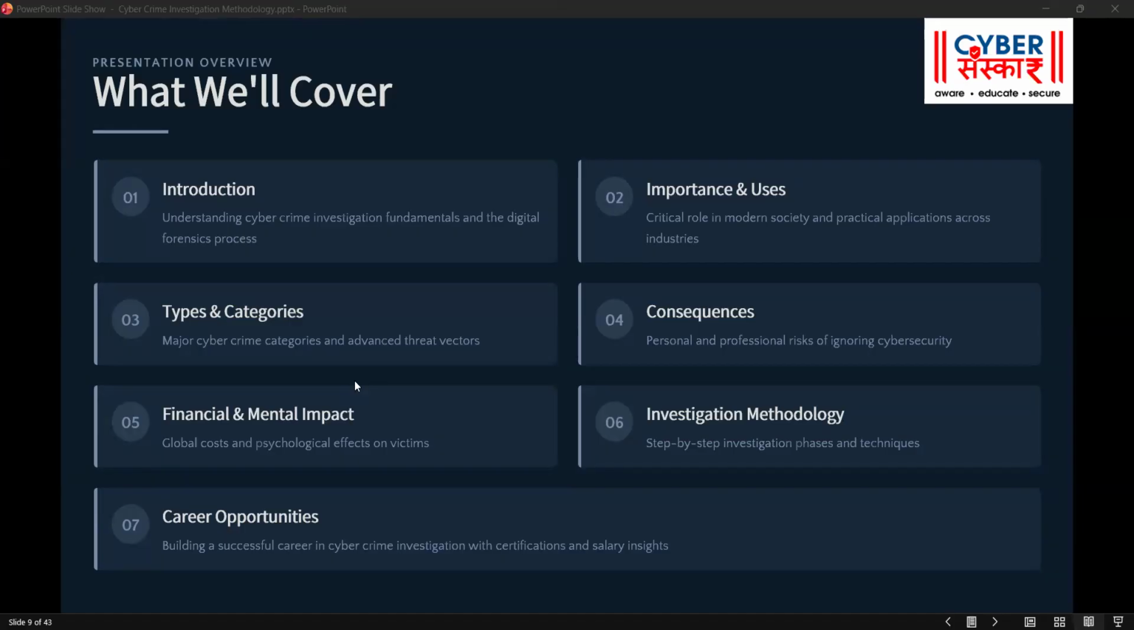That is introduction. Firstly, that will deal with understanding cyber crime investigation fundamentals and the digital forensic process. Second, types and categories, which includes the major cyber crime categories and advanced threat vectors. Third point is financial and mental impact, the global cost and psychological effect on victims. Next point is the career opportunities.